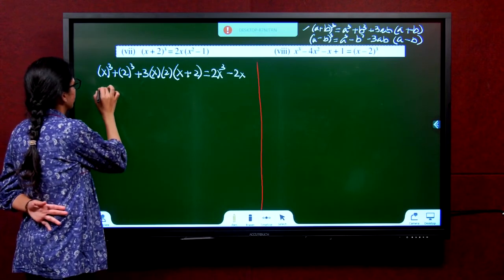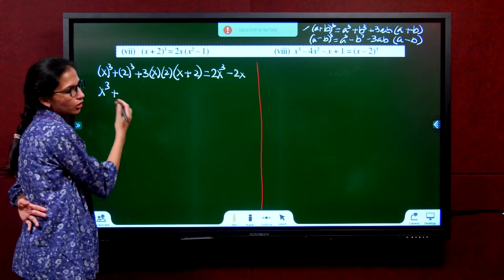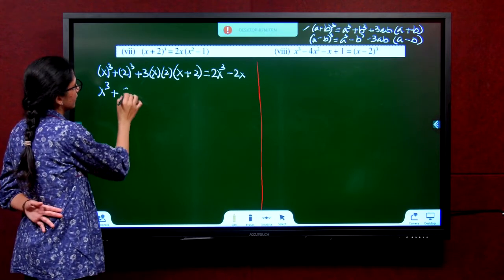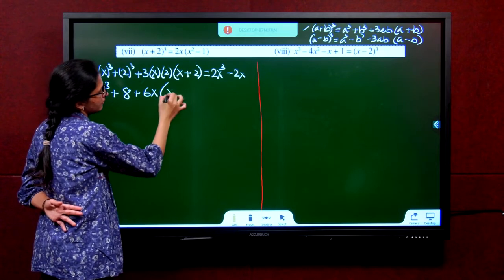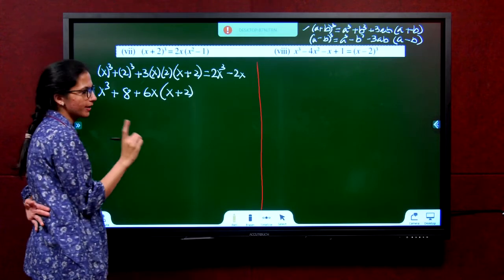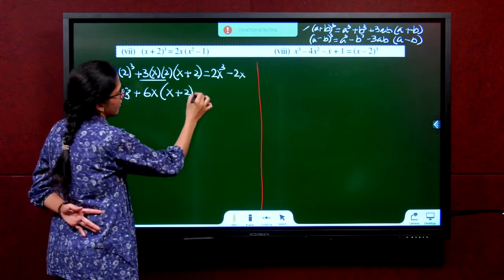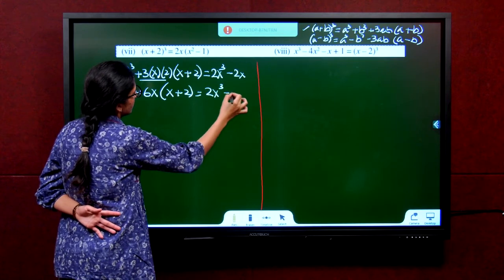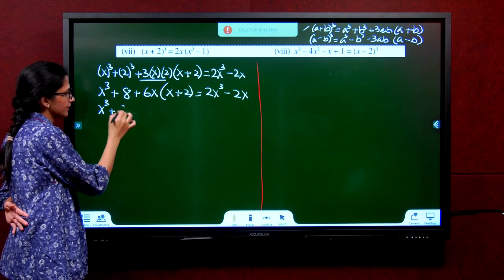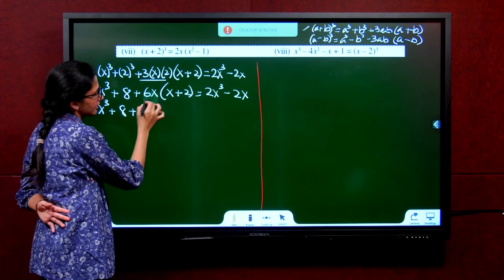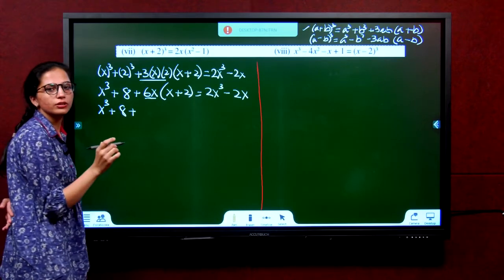Now we'll continue simplifying this. x cube, 2 to the power of 3 is 8. How? 2 2s are 4, 4 2s are 8. 3 2s are 6. So 6x. Keep the (x + 2) as it is. Solve one bracket at a time. I first solve this, then we go to the inside brackets. Is equal to 2x cube minus 2x. x cube plus 8 plus 6x into x. First do the numbers.